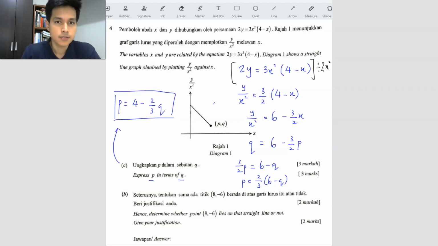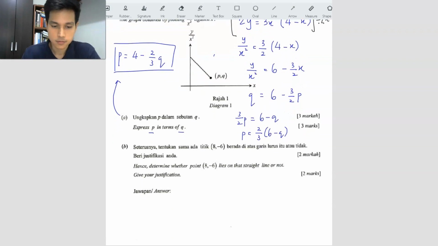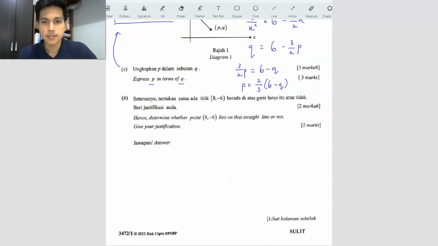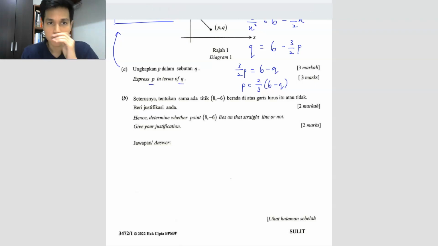Alright, next. Let me go down. Hence determine whether the point (8, negative 6) lies on the line or not. So if you've got this new point and it lies on the equation, then by right, if I substitute the x value, I should get the y over x squared value, because this graph is in terms of x and y over x squared. So we have to prove that. To prove that, we have to substitute one of the values.